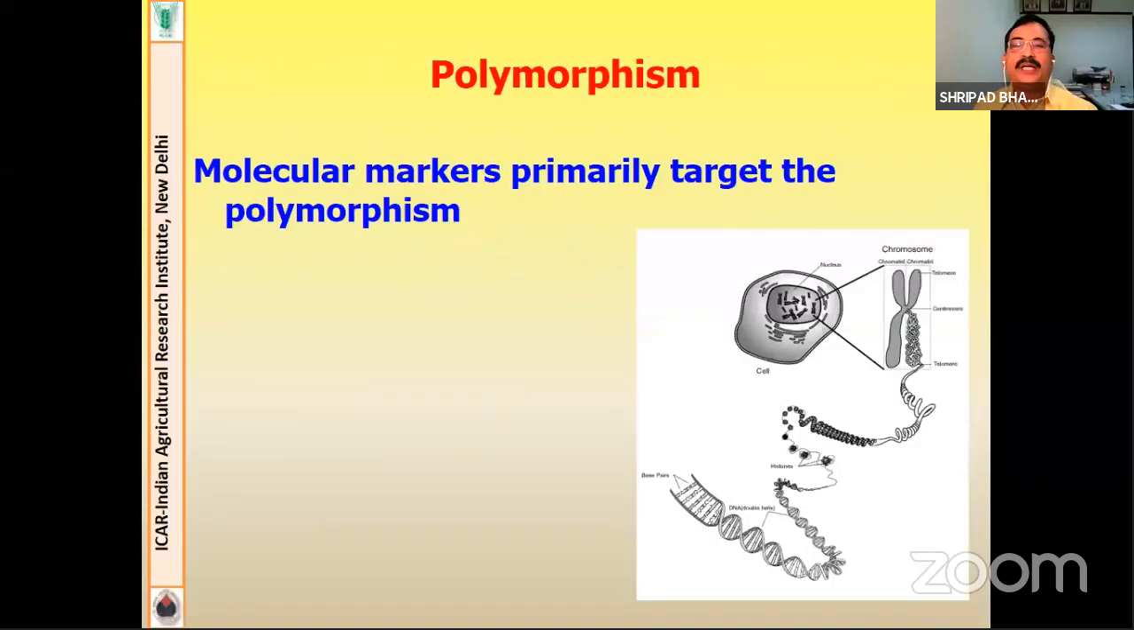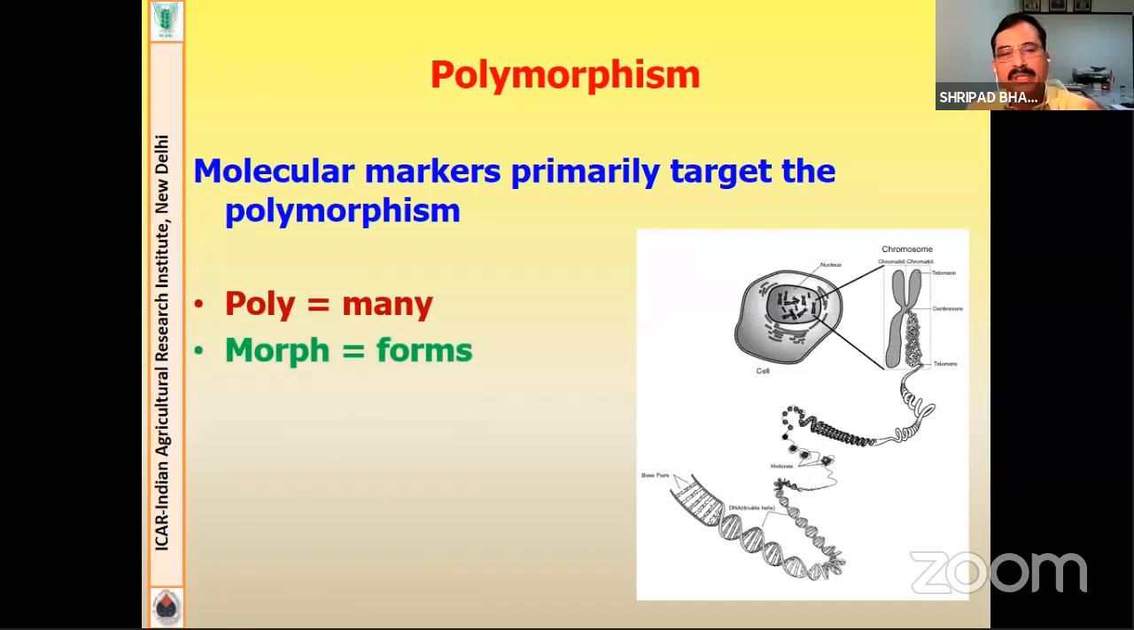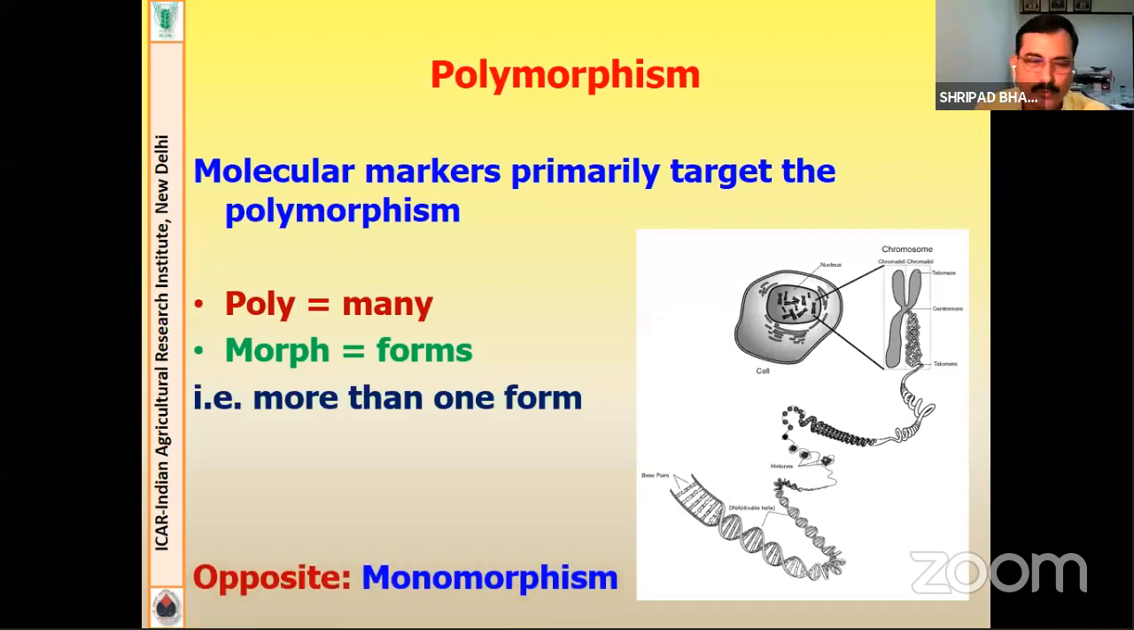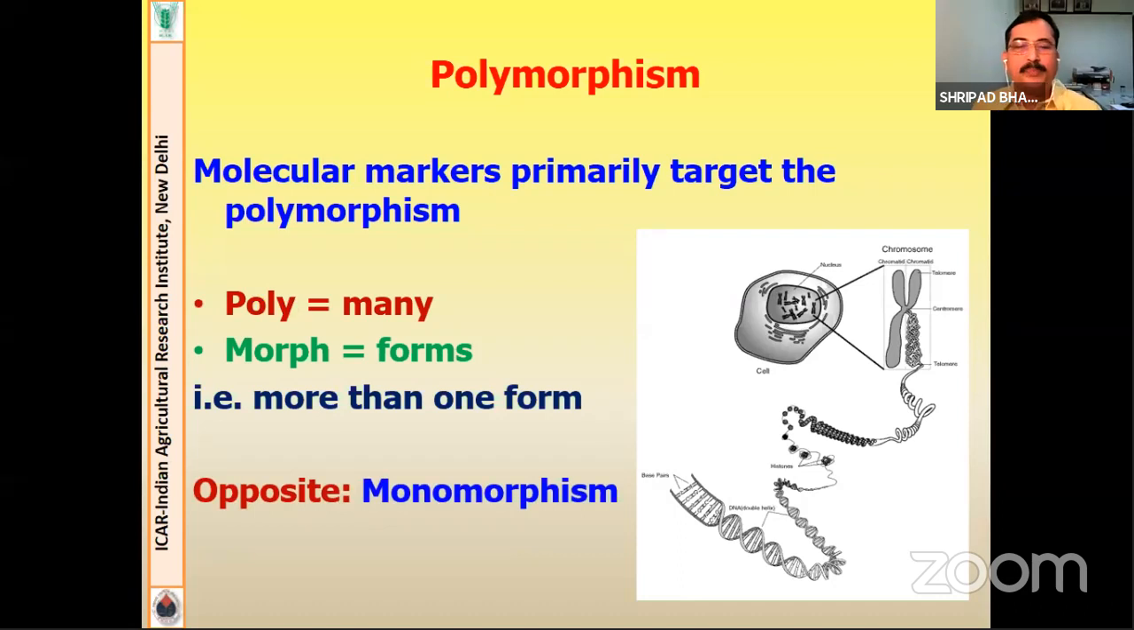Now, as I mentioned to you, we will have to study polymorphism, because all molecular markers basically run on this principle of polymorphism. Now, what is polymorphism? If you see the literal meaning of this term, polymorphism is a hybrid word: poly and morph. Poly means many and morph means forms. So you will have to find different forms, or more than one form. If you get only one form, that is called monomorphism. Yes, this is the opposite of polymorphism.